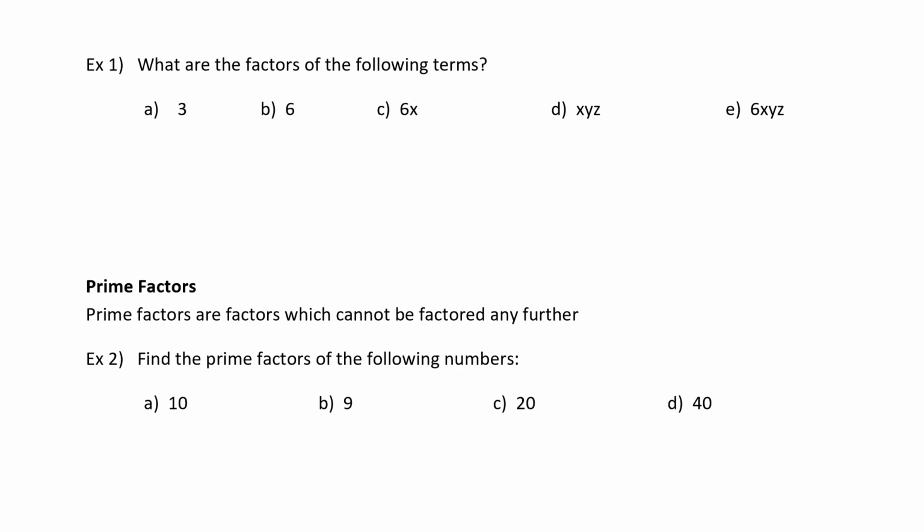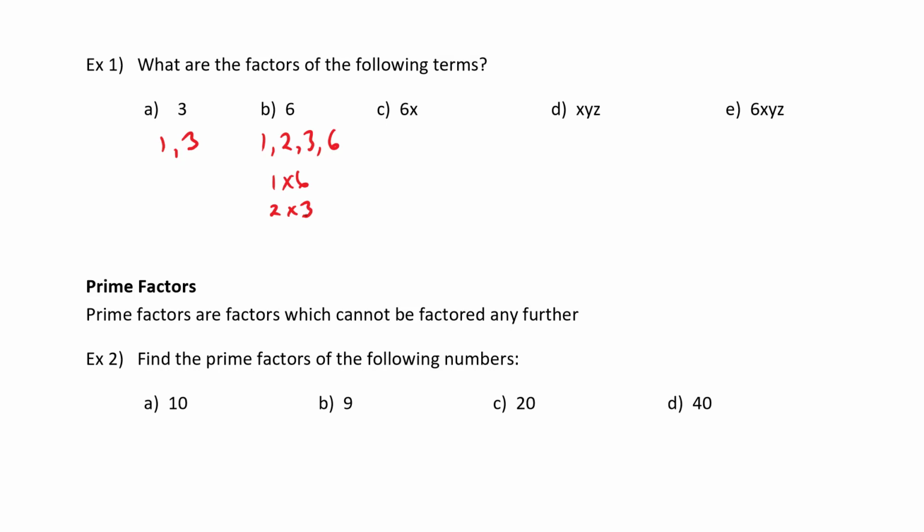Let's take it up. After doing much prime factorization, you should be pretty good at this now. 3 is a prime number, meaning only 1 and 3 can be multiplied together to give you 3. 6 is not a prime number. 1 and 6, but also 2 and 3. So 1, 2, 3, and 6. 1 times 6, 2 times 3. 1, 2, 3, and 6 are all factors that can be taken out of 6.